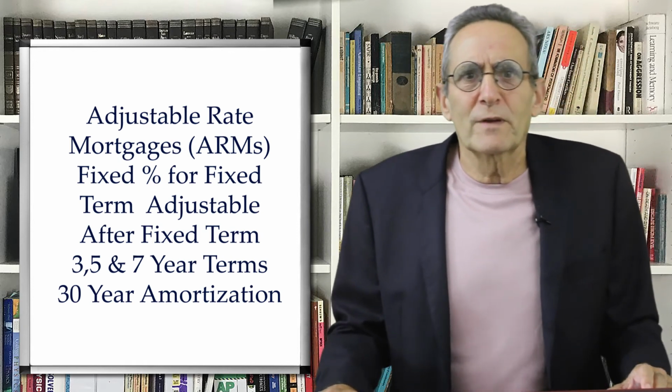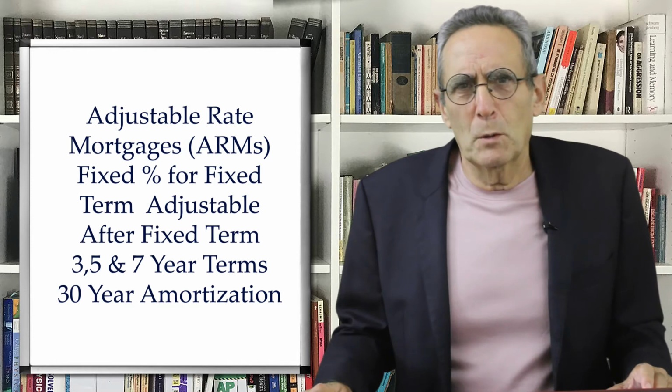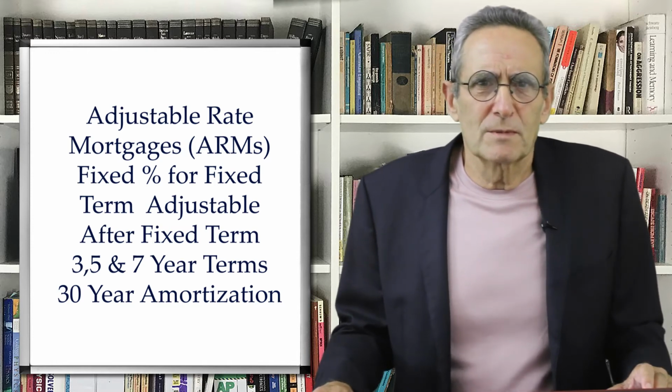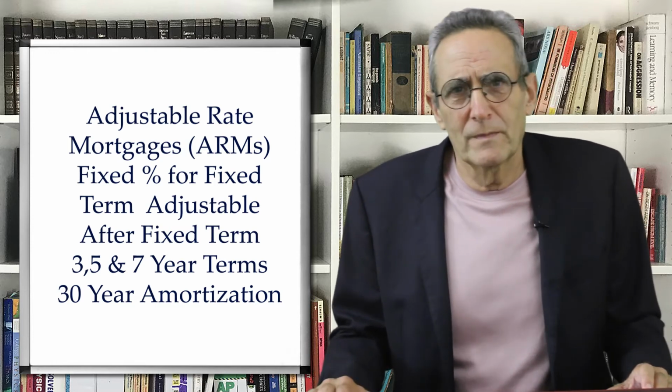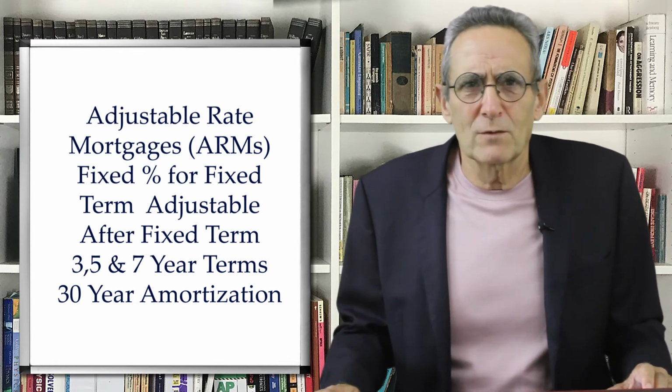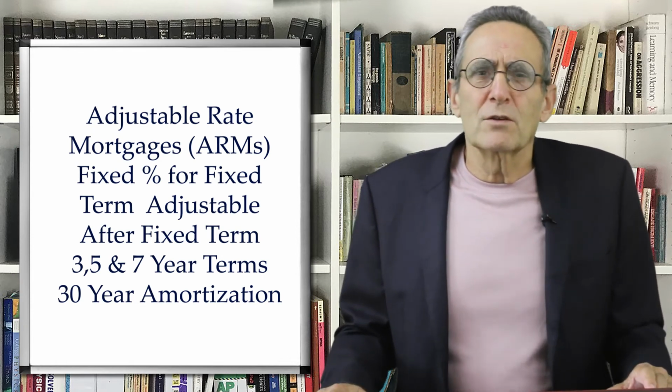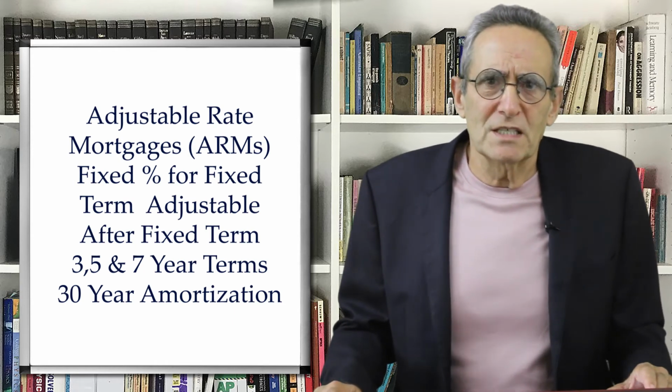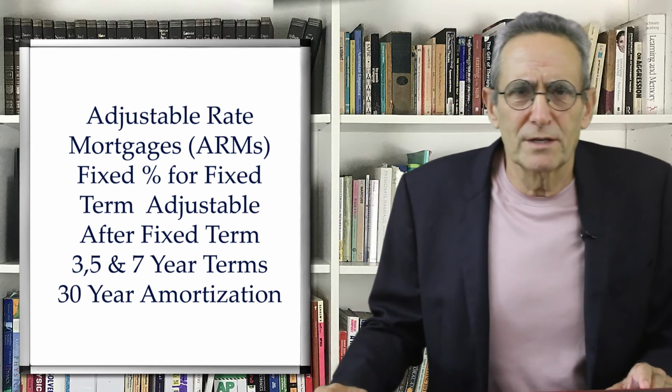Now, in addition to fixed interest mortgage rates, lenders also offer adjustable rate mortgages or ARMs. These tend to offer a fixed interest rate for the first term of the loan and then variable interest adjustments after the first fixed term. The first fixed terms tend to be offered in increments of 3, 5, or 7 years. Usually the default amortization period on these ARMs is 30 years.